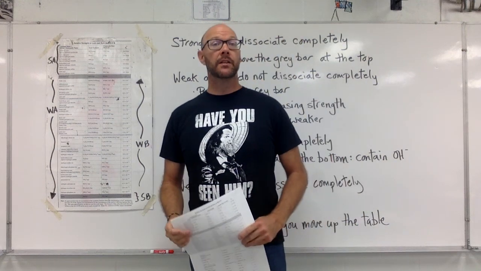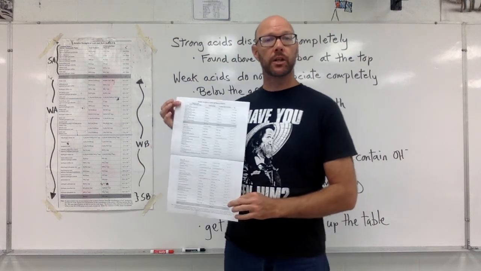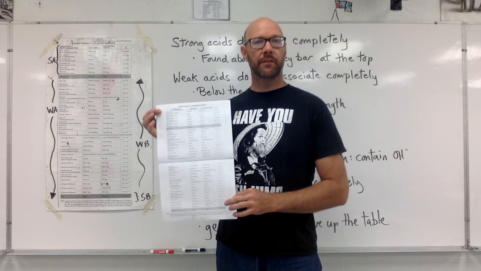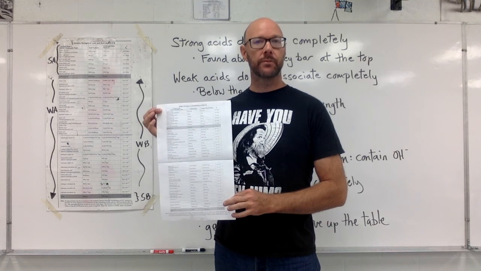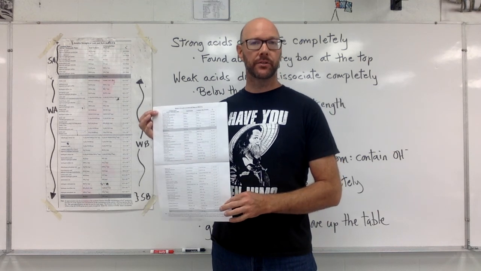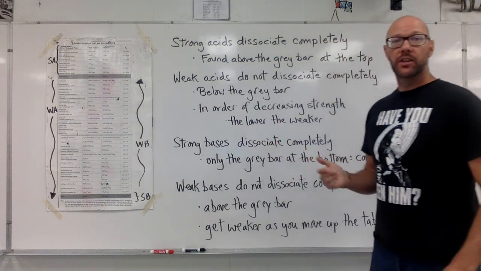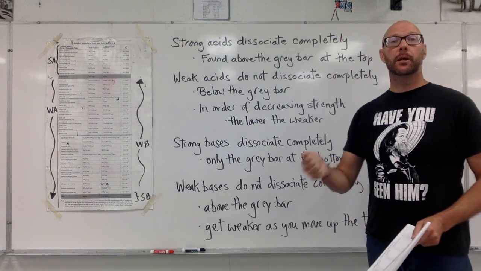Hi everyone. This is our look at the organization of the acid-base table, which you can find in the data booklet on pages 8 and 9. It's divided up into strong and weak acids and strong and weak bases. Here we go. Strong acids, the definition is that they dissociate completely.